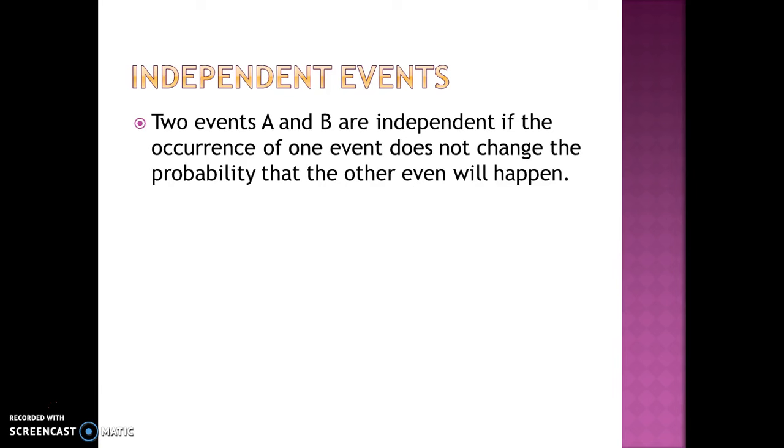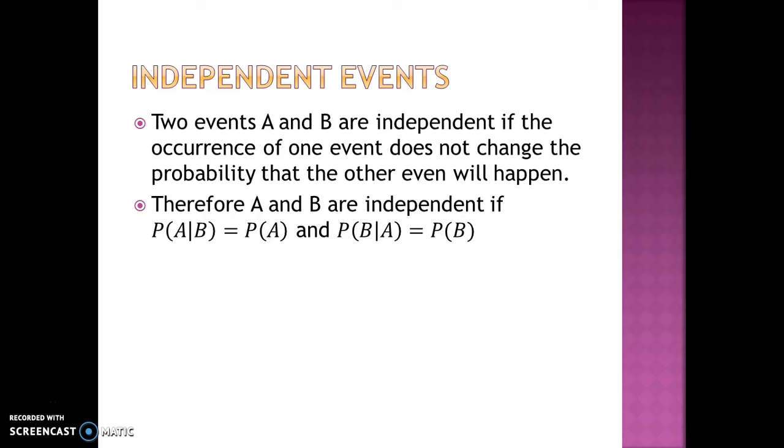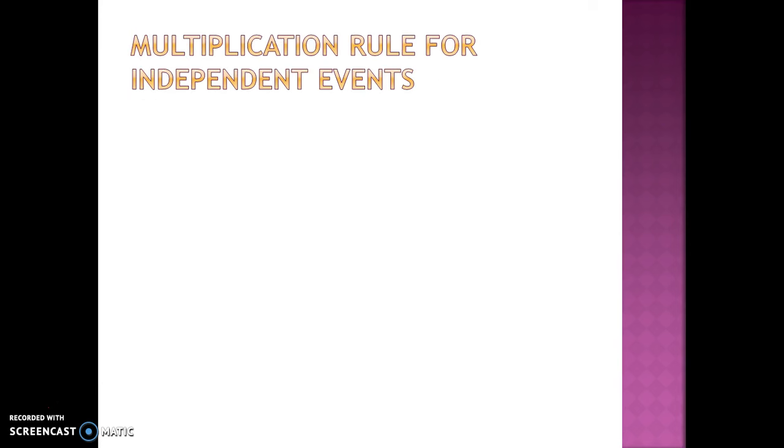Independent events. Two events, A and B, are independent if the occurrence of one event does not change the probability that the other event will happen. So if you wanted to find out if 2 events were independent, you would have to make sure that the probability of A given B is the same as the probability of A, and you also have to check that the probability of B given A is the same as the probability of B. That's how you prove independent events.